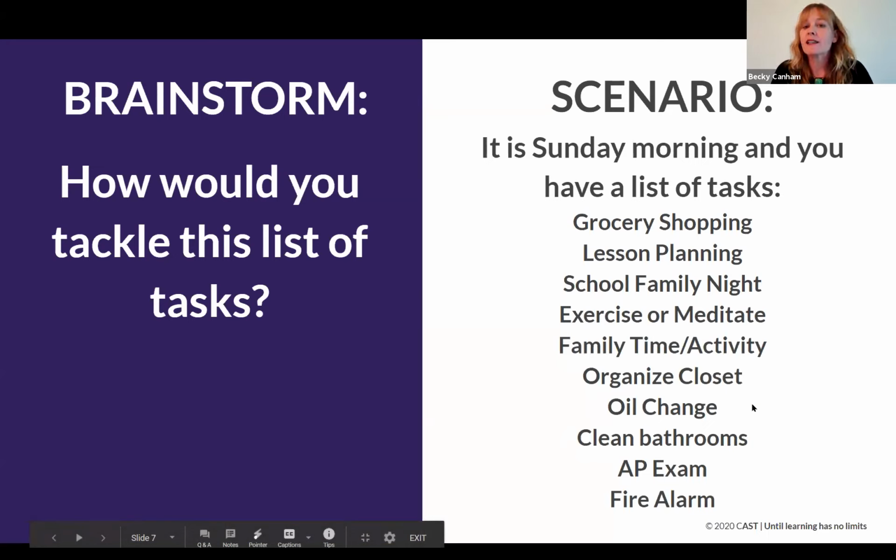Ideally, we want our Sunday mornings to be relaxing and peaceful, but we know that's not the reality of our lives. So bear with me as I talk you through a scenario of a more typical Sunday. You've sat down to create a list of tasks, some that you need to accomplish that day, some that you might be able to put off for a couple of days. On your list, you've written down grocery shopping and lesson planning for the upcoming week. Your school has scheduled a school family night for the following month, and you'd like to get a head start and plan out your activity for the families.